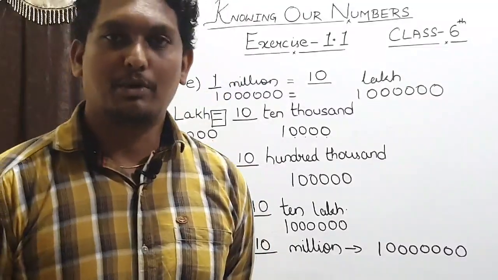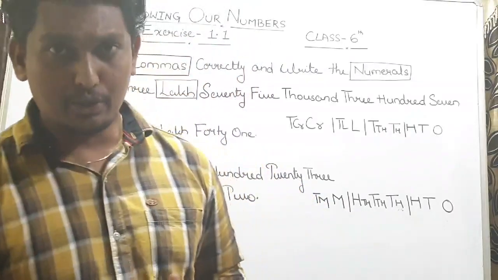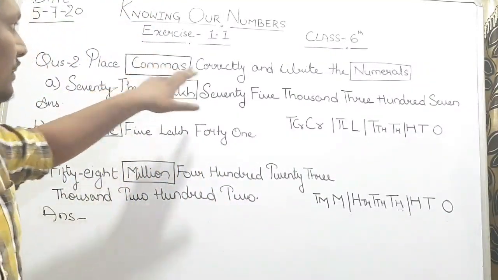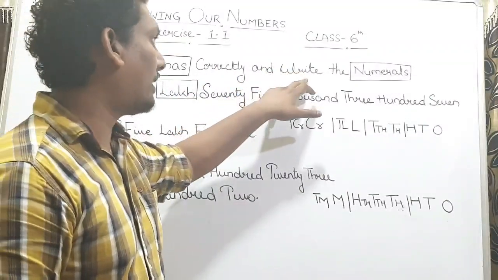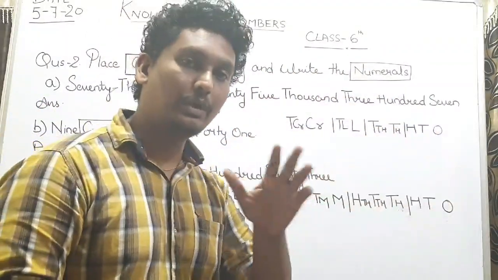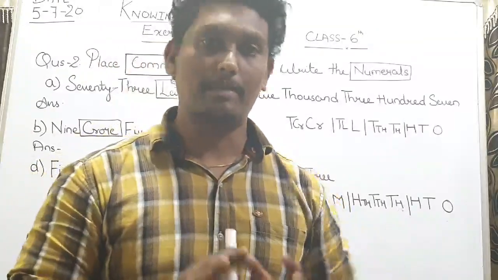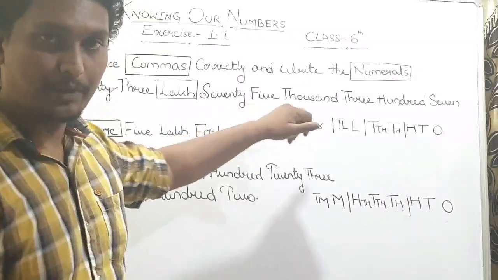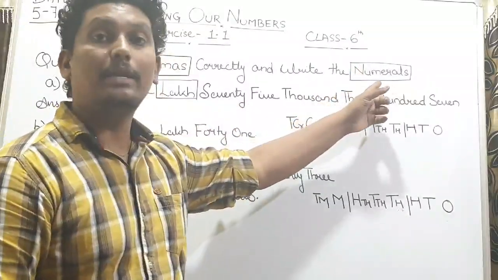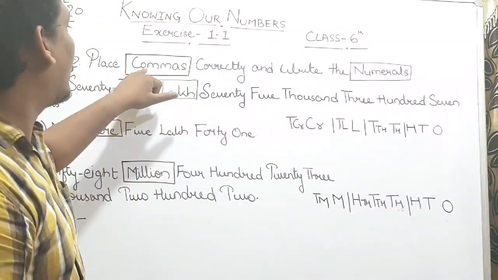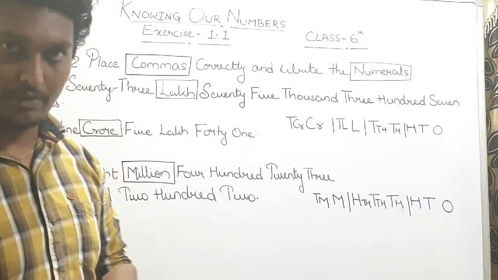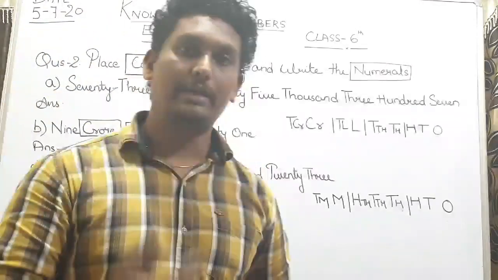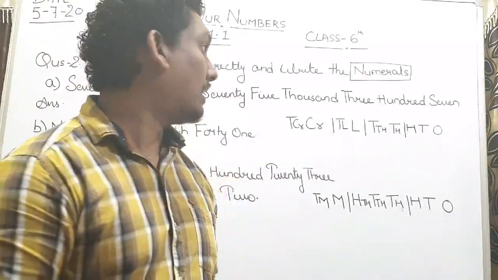Now we will go to question number 2, and the question is place commas correctly and write the numerals. So here for the numerals you have to write the number. Okay. The question will be given in words, and you have to write it in number, and you have to place the commas also. In the previous video I already told you about the Indian system and international system and how to put commas.